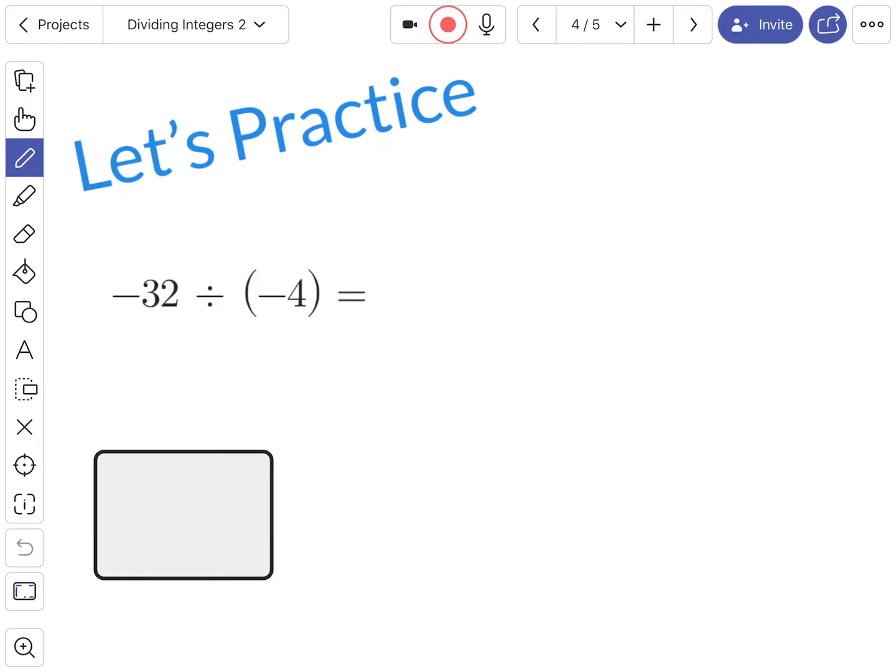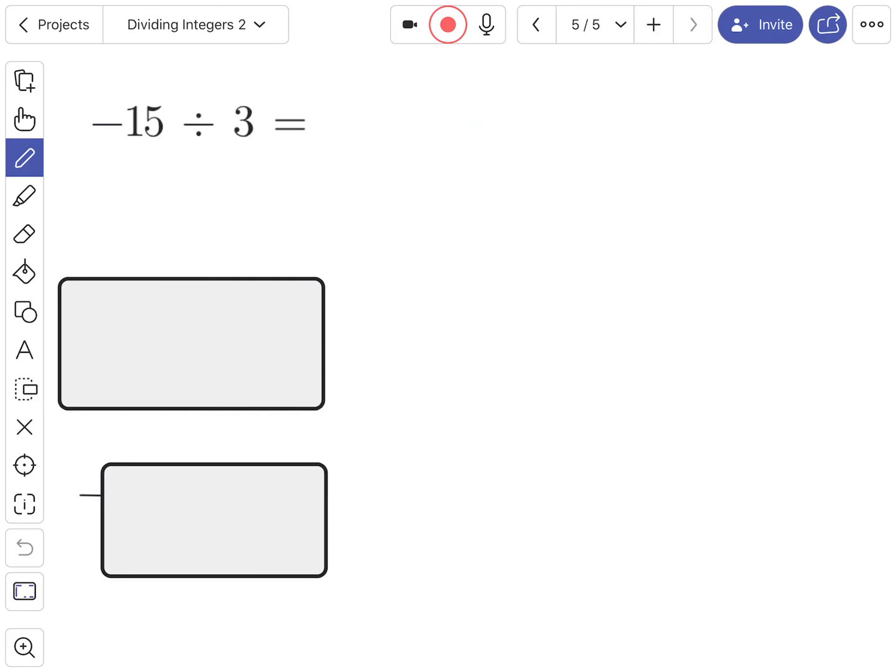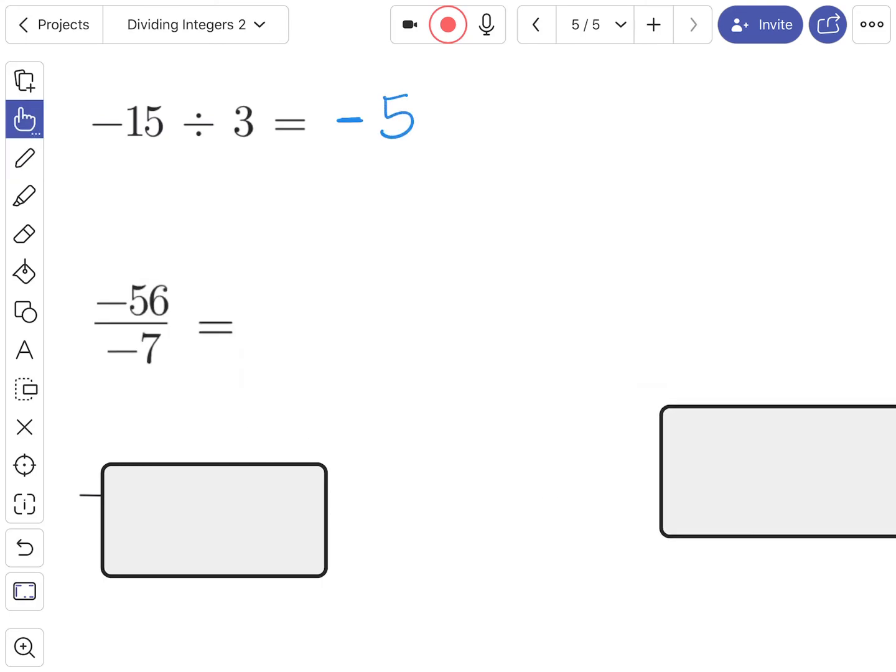So again, as you practice, negative 32 divided by negative 4, and the negative 4 is in parentheses just to protect it, but we know a negative divided by a negative is a positive. 32 divided by 4 is 8. If we look at the next one, my favorite way of showing division, is 28 divided by negative 7. A positive divided by a negative is a negative. 28 divided by 7 is 4. And finally, again, negative divided by a positive is a negative. 15 divided by 3 is 5.